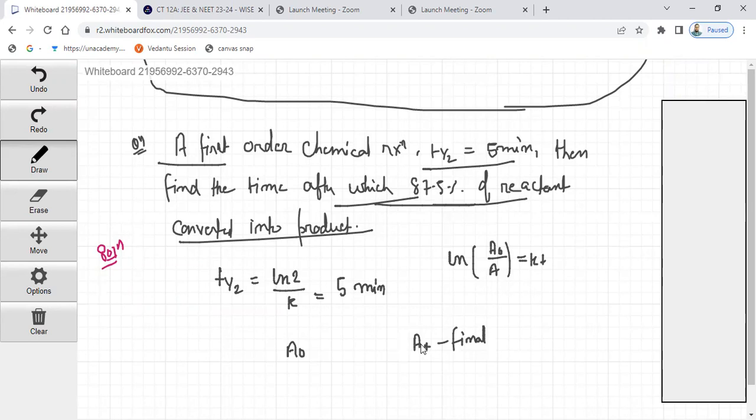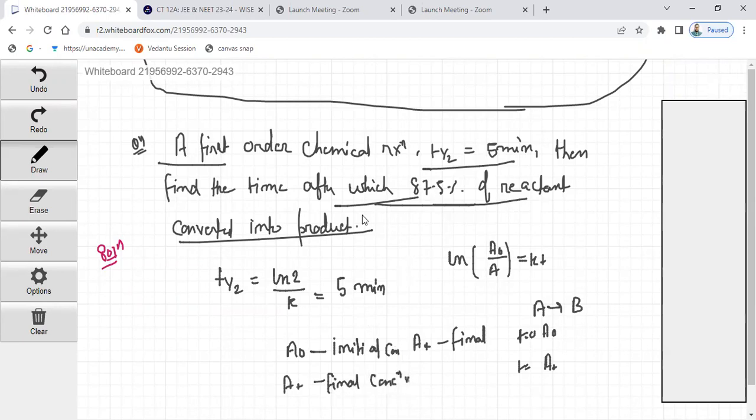This is the remaining value, not the reacted value. Suppose I am writing the reaction that A gives B. At the time t equal to 0, this is the A naught value. After time t, this is the At value. At tells how much concentration will remain after the time t. A naught is the initial concentration value. At will be the final concentration value.